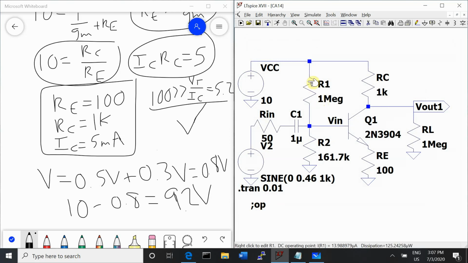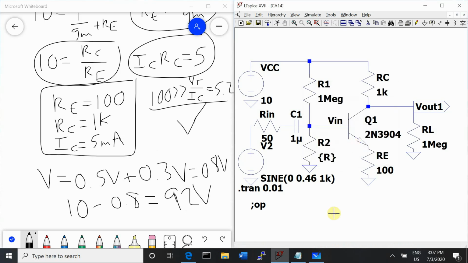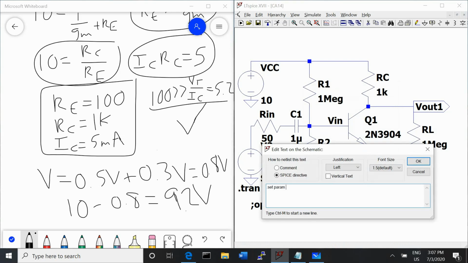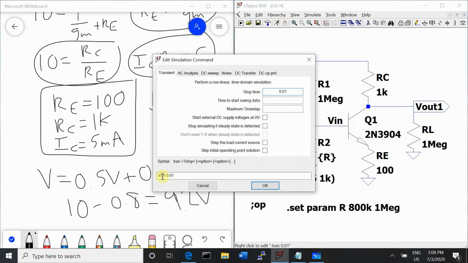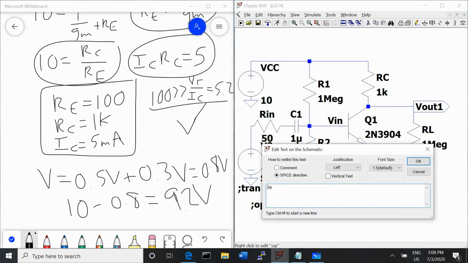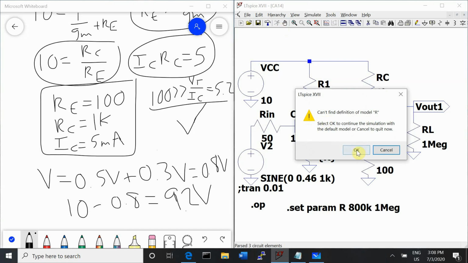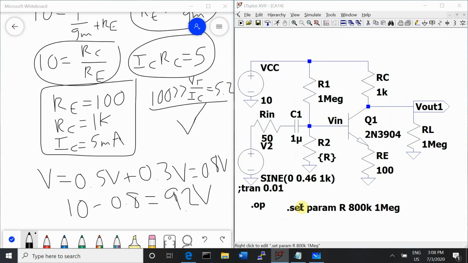Then we need to get our bias point correct using R1 and R2 so that we have 5 milliamps dropping across RC. So we'll sweep R2. Using our dot step param, we'll go from 800K to 1 meg. And we're using the DC op point in order to sweep that for the DC, in order to find the DC current. We do need to call it dot step param.